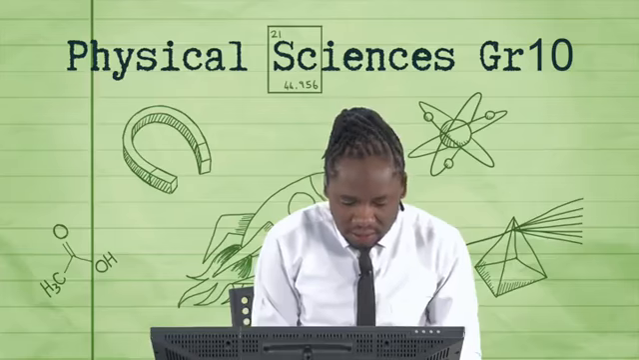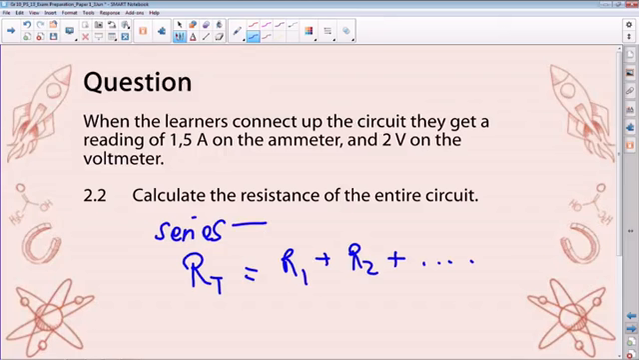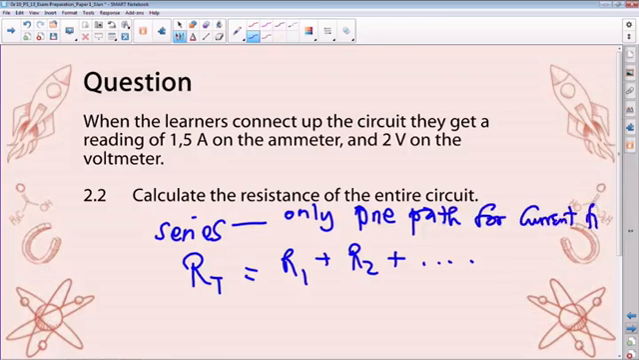However, this is a series circuit, remember, very, very important. The other type of circuit or connection is a parallel. So we know that the R total in a series circuit will be R1 plus R2. If there were more of them, it would be plus R3 and so forth until Rn resistors connected in series. But we know that in a series circuit there is only one path for current to flow. Very, very important. One path for current flow, right? So whatever current goes through R1 will go through R2.